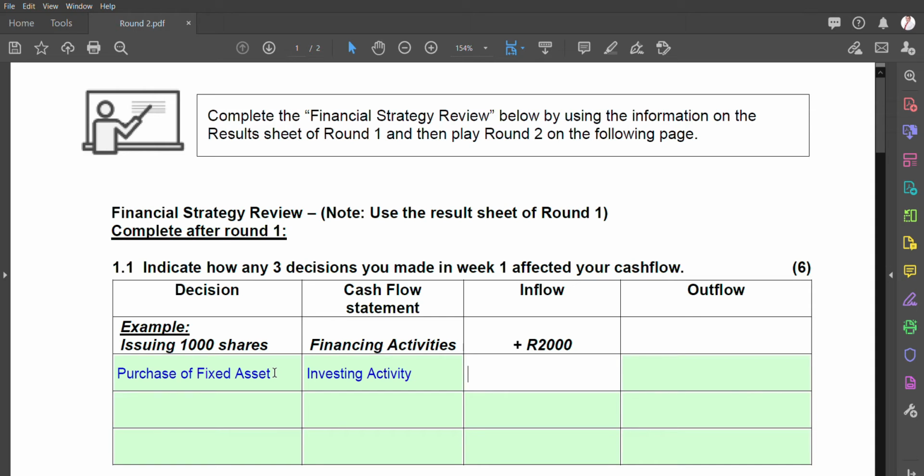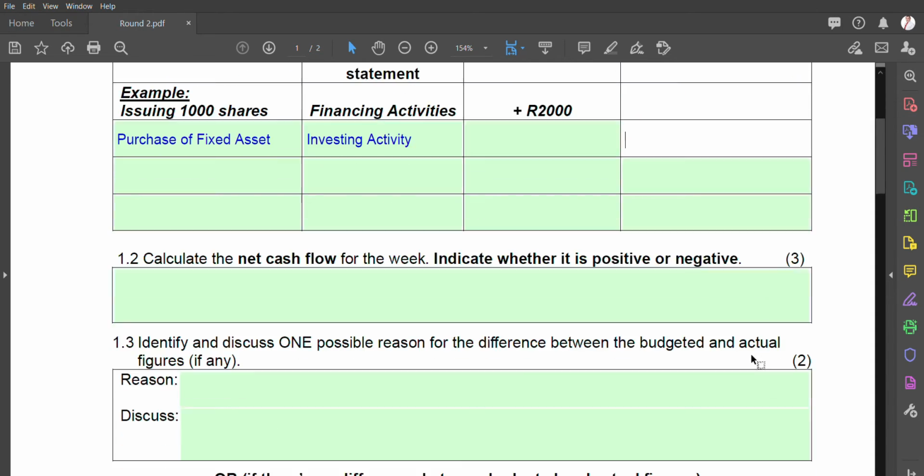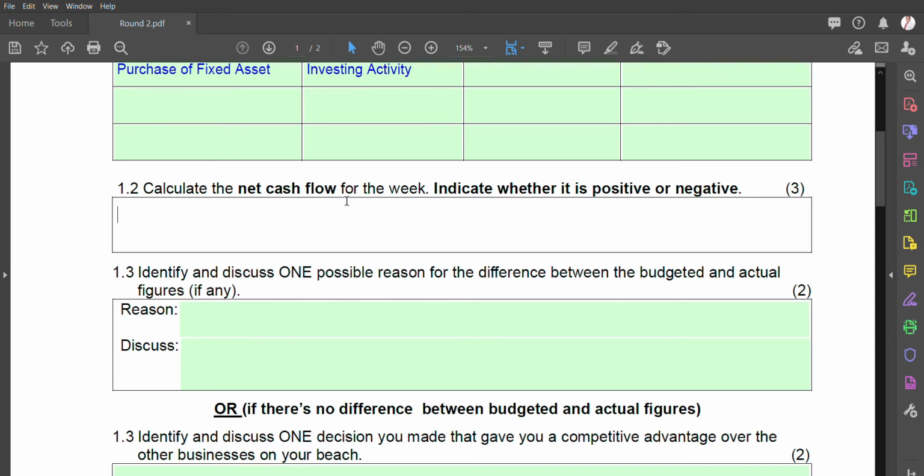Let's talk you through the financial planning review. The first question asks you to list 3 decisions that you've made for the round. You must write under each section of the cash flow where you put these decisions and then indicate whether it is a cash inflow or a cash outflow. Look at the example and do the same for your 3 decisions.